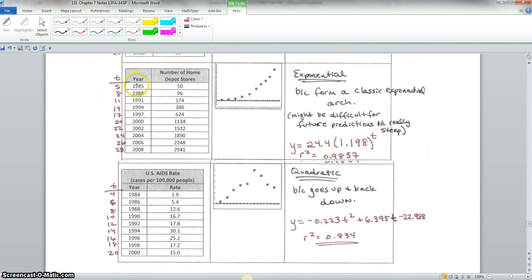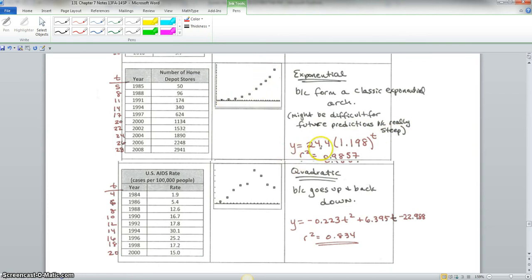Now we come here to the second graph. Again, we're going to assume that we're starting from the year 1980, even though it started from 1985. So this is how we get our T, which is our L1, and the number of Home Depot stores is our L2. Now, when we put in this graph, you notice it gives us more of a curved line. It doesn't cross the x-axis to go negative, so this is more exponential because it's a classic exponential arch. Must be difficult for future predictions because it's really steep.